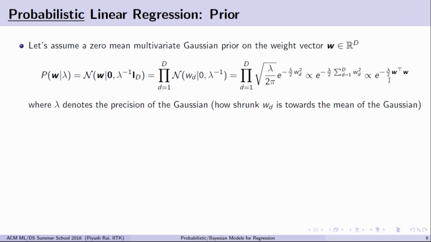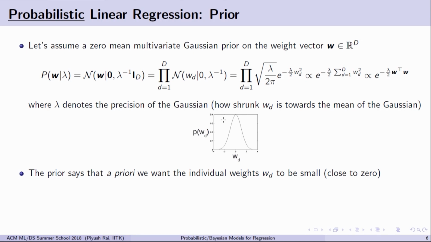As I was already mentioning, lambda denotes the precision of the Gaussian, which is the inverse variance, and it tells us how much WD is shrunk towards 0. Zero is the mean of this Gaussian distribution. I already drew this picture on the workspace earlier: this is an overall distribution over W, but you can also think of the distribution on each component of W, which is a univariate Gaussian with mean 0 and precision, or variance, controlled by lambda. If lambda is large, then it will be shrunk more towards the mean 0. If lambda is small, then it will be fairly spread out.